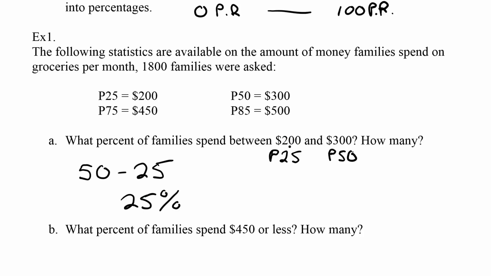Now we take that to the next level. How many is that? Well, if I know I've got 1,800 families in my study, what's 25% of them? So I times this by 0.25, 25% as a decimal, and I find that I've got 450 families.